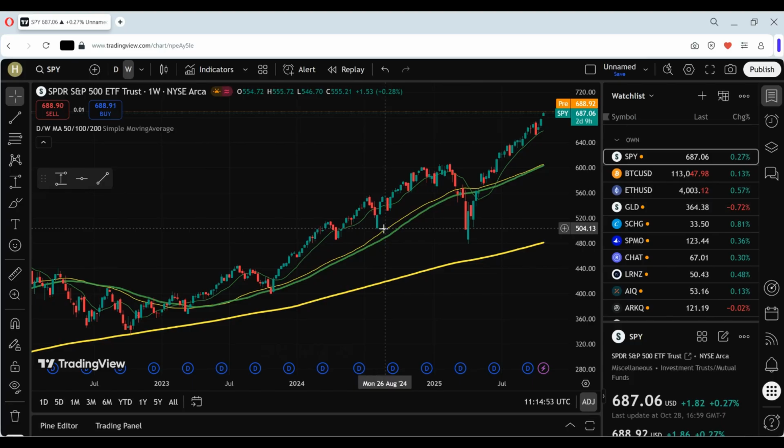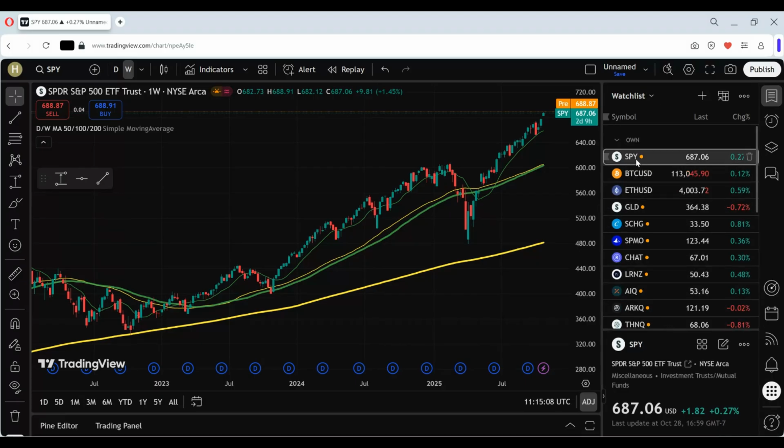Alright, here is an overview of the basic functions of TradingView for looking at stock charts. On the right here, we have our watch list. Our watch list shows the stocks that we've favorited or bookmarked or put on our watch list.